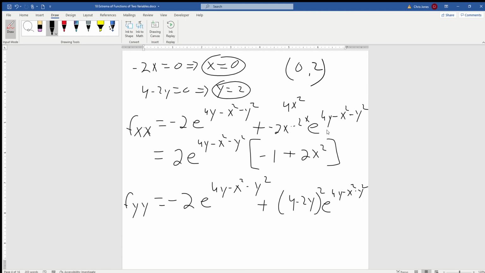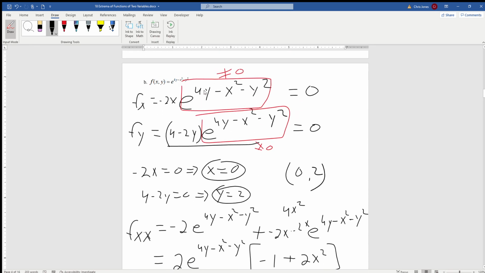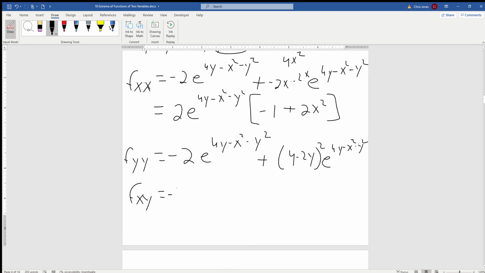Mercifully, fxy is not too bad because there's no product rule. So for fxy, we take the derivative with respect to y, and that's going to be negative 2x. We still have that pesky e to the 4y minus x squared minus y squared. Fortunately, though, we just multiply by the derivative with respect to y, and that's going to be a 4 minus 2y.